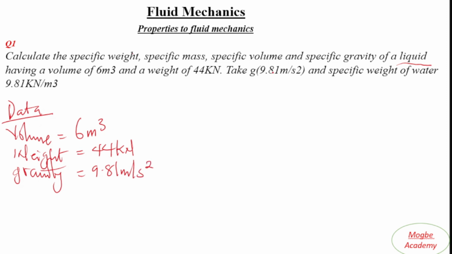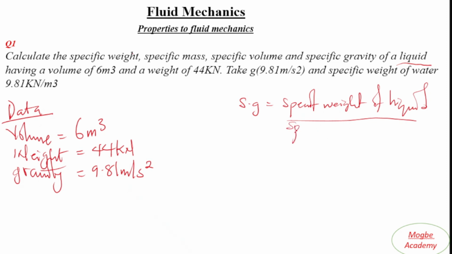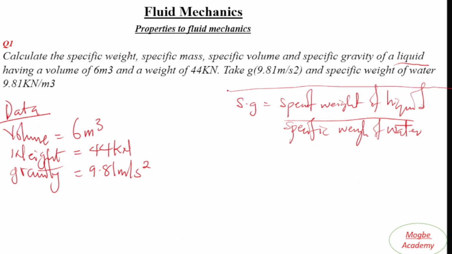What are we giving? We are also giving specific weight of water. So what is that telling you? That's telling you that when you want to calculate for your specific gravity, it will basically be what? Specific weight of liquid divided by the specific what? Weight of water, right? So if we were to calculate for specific gravity, this is the formula you are to apply.